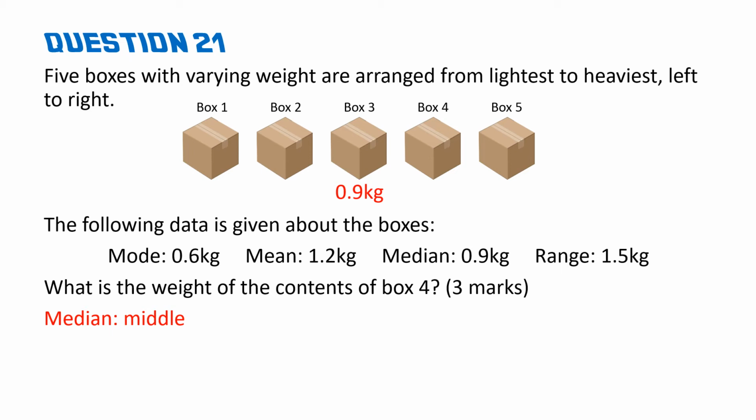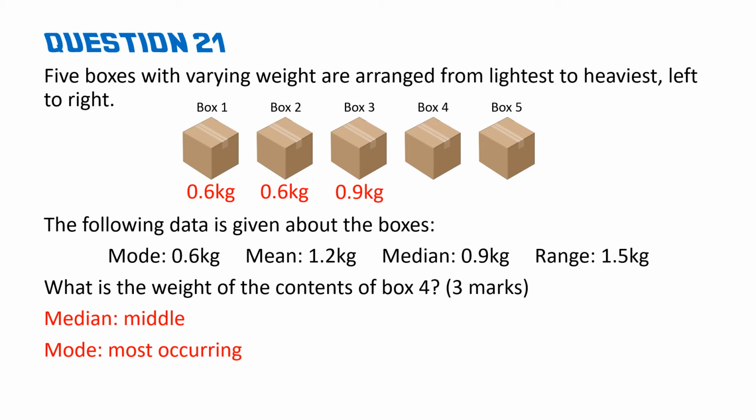The next thing we're going to look at is our mode. Now remember that mode means it's the score that is most occurring, more common, happens more often. Now we know that these are in order from lightest to heaviest, so therefore 0.6 is going to be to the left of 0.9. If we only had one box that was 0.6, well, it could be box 1 or box 2, but because it's the mode, it's going to occur more than once, so both box 1 and box 2 must both be 0.6 kilograms.